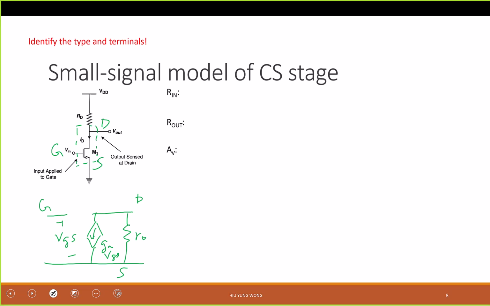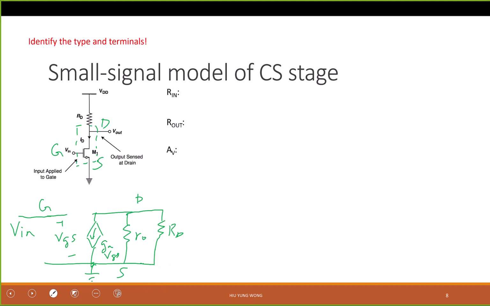After that, look at the source: it is connected to ground, so I make it ground. How about the gate? It's connected to nowhere. We just call it V in. How about the drain? The drain is connected to RD, and then eventually to VDD. Did I make any mistake? I connect it to the ground. I say this is correct.